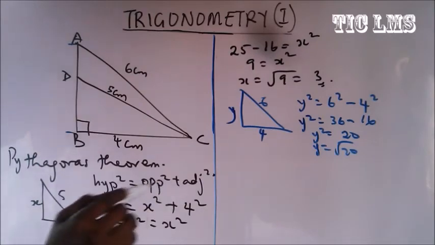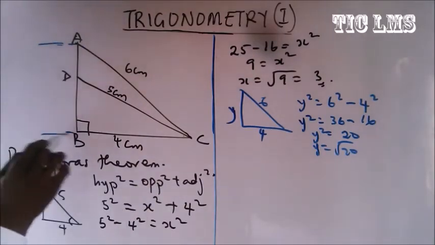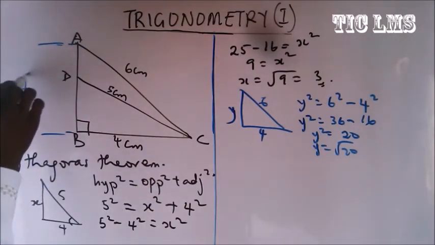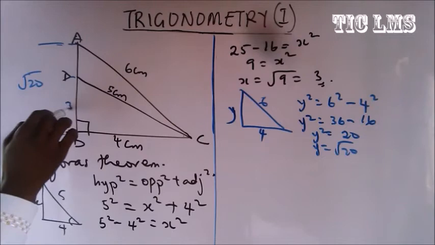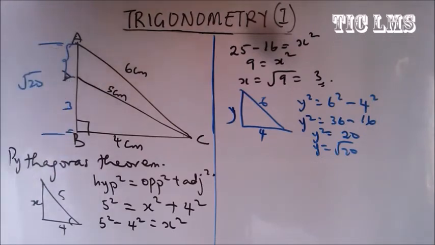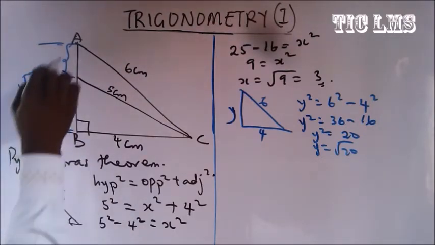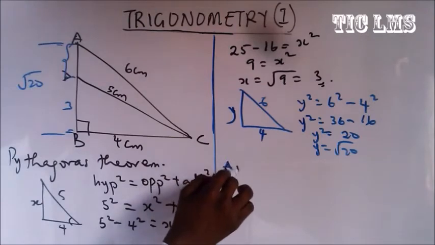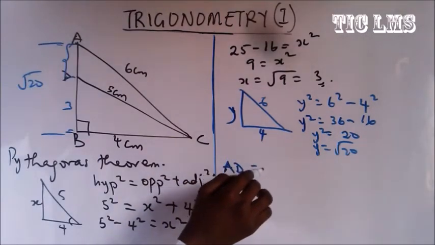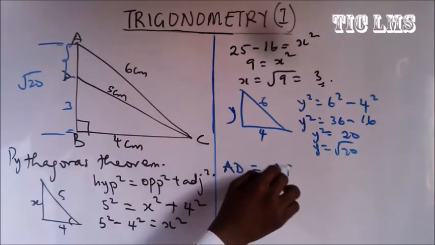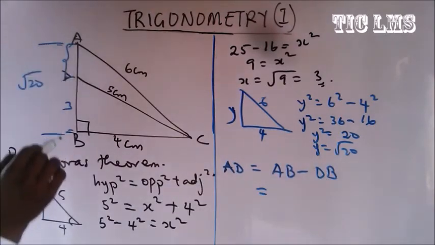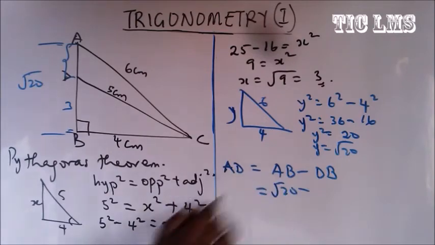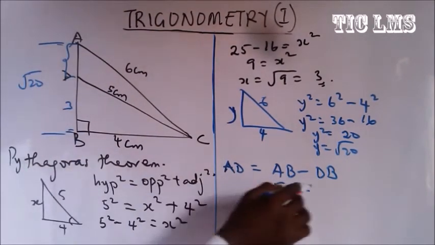Next, we have gotten y, that is from here to here, which is root 20. And then we got it from here to here, which is 3. So we need to get this place. And how do we get that? We'll get AD by saying AB minus DB. AB is root 20 minus DB, which is 3.